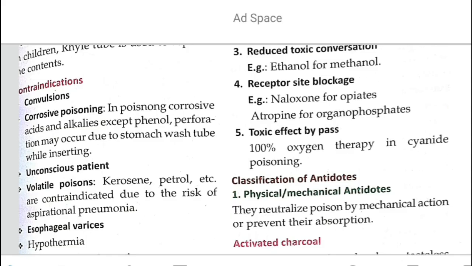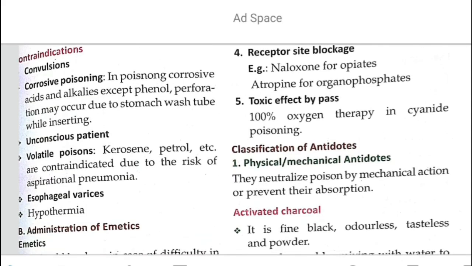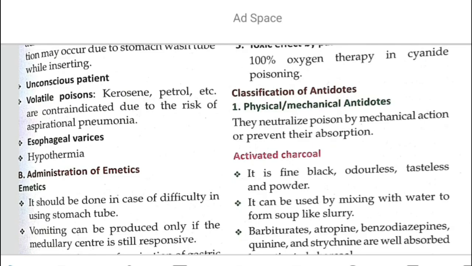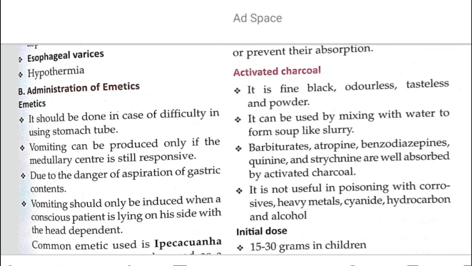Contraindications: convulsions, corrosive poisoning, unconscious patient, volatile poisons, esophageal varices, hypothermia. These are the contraindications where we can't do this process.